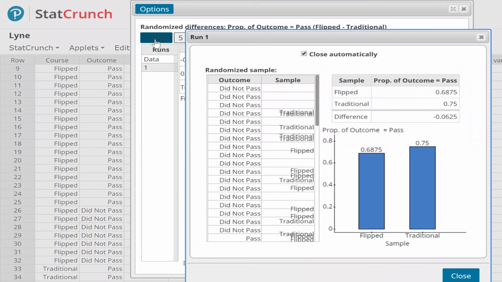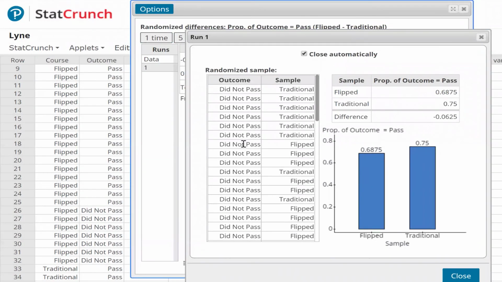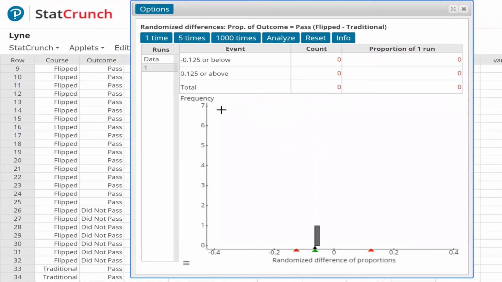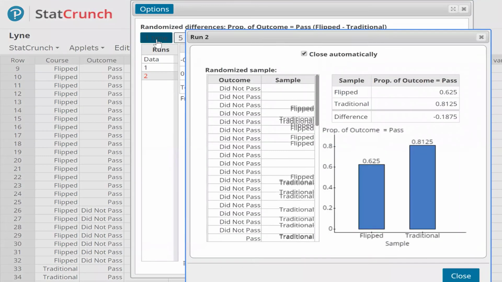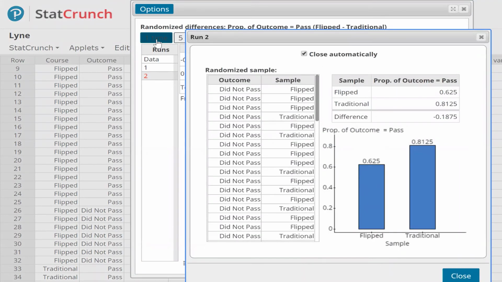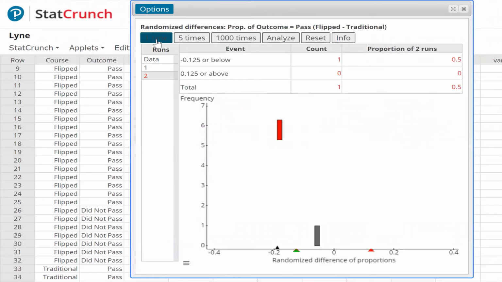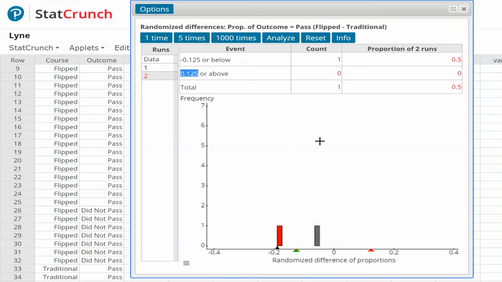We randomly assign the course to the outcome. Did you see how the sample column flipped around? We're randomly assigning the course to the outcome, meaning whether you enroll in a traditional or a flipped classroom is not going to play a role in whether you pass the course or not. That's the statement in the null. And then we're going to see how often I observe a difference in pass rates of 0.125 or higher, because that was the sample difference in proportions that we computed.